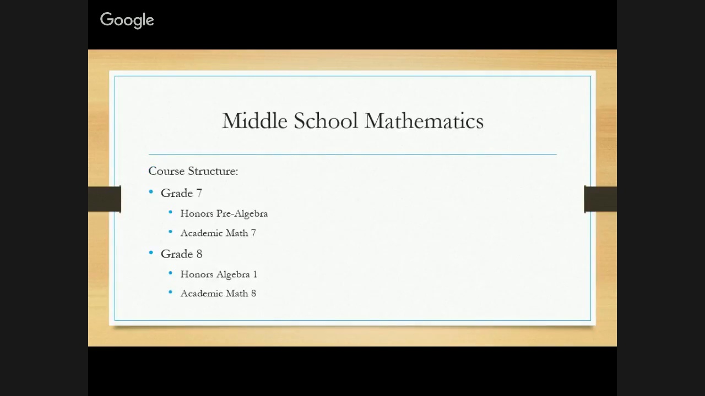So that brings us to middle school math, and in 7th grade, we have 2 levels. This is when we start stratifying our curriculum. And we have our honors pre-algebra and our academic 7, and then the students in the honors track typically go into honors algebra 1. Students in academic math 7 typically go to math 8.